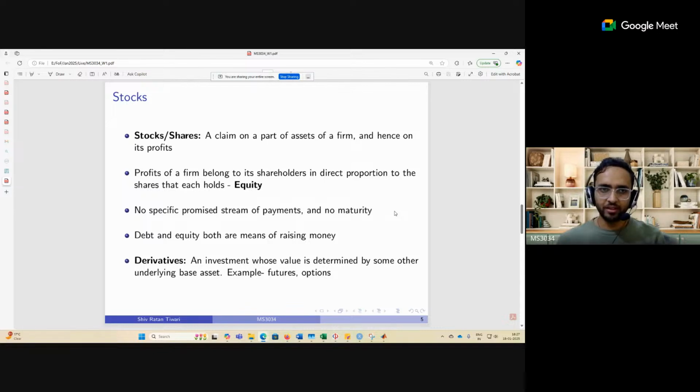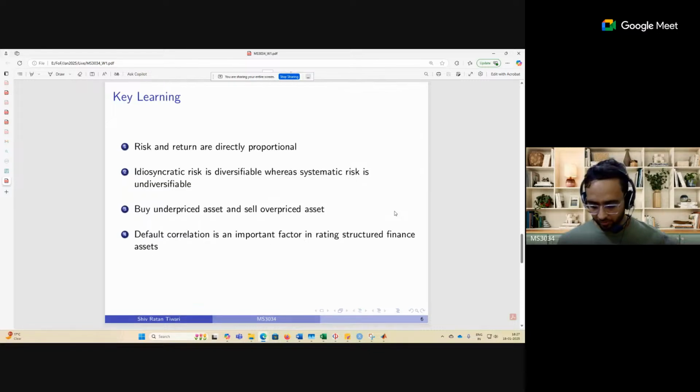I wanted to touch on these two topics because we will be touching on them again and again in our course. The other part which we mainly discussed was the global financial crisis, which has been extensively discussed by the instructor in the lectures as well. So I have listed the key learnings which we had in the first week.